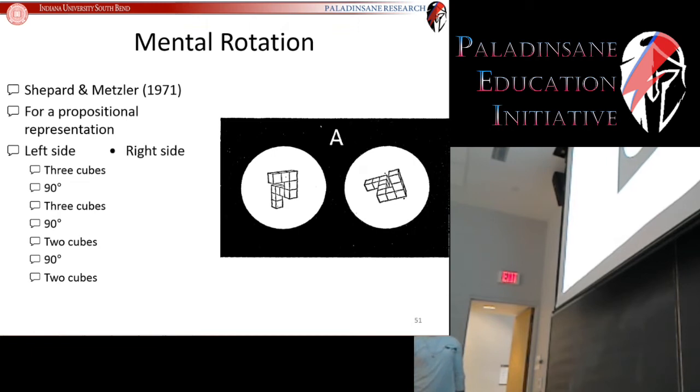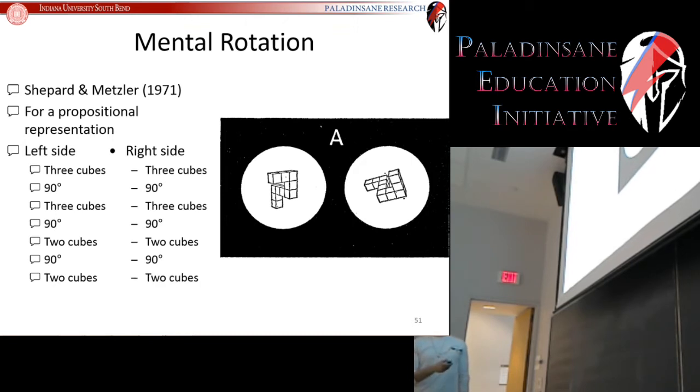The one on the right side, you would say you got 3 cubes, and then you have a 90-degree turn, and then you have 3 more cubes, and you have a 90-degree turn, and then you have 2 more cubes, and a 90-degree turn, and then finally you got 2 more cubes, and that's your entire object. So we have the left side represented as a proposition, we have the right side represented as a proposition, and the way that you would solve whether these two are the same or different is just go proposition by proposition and see if they check out.